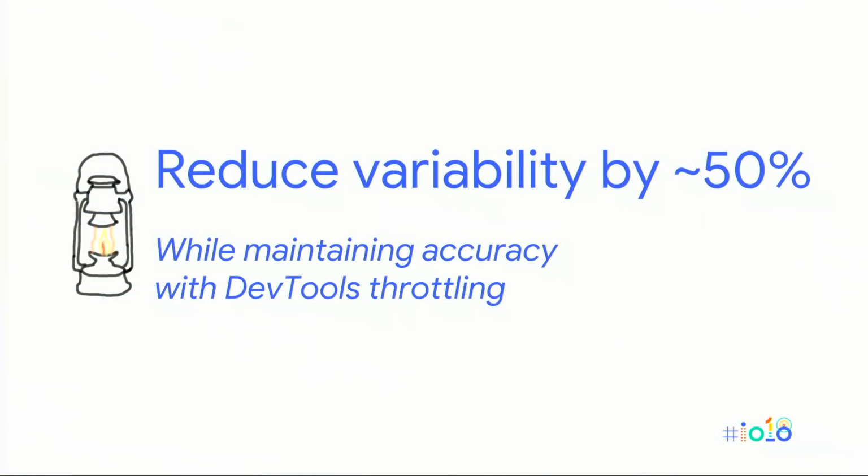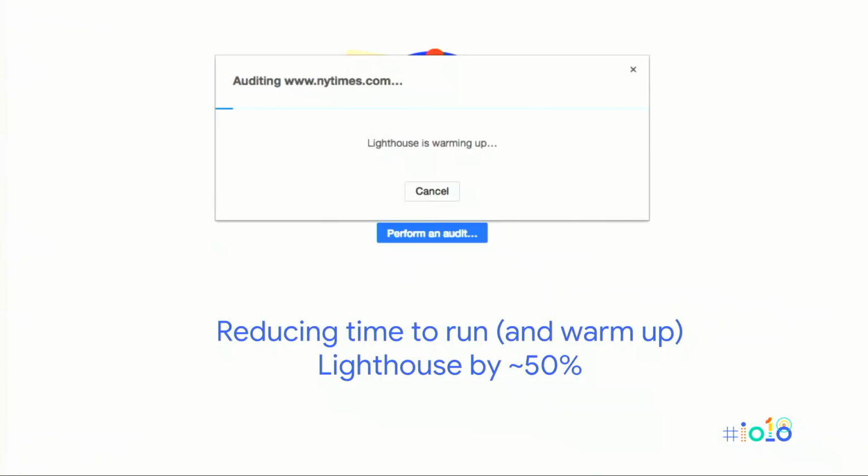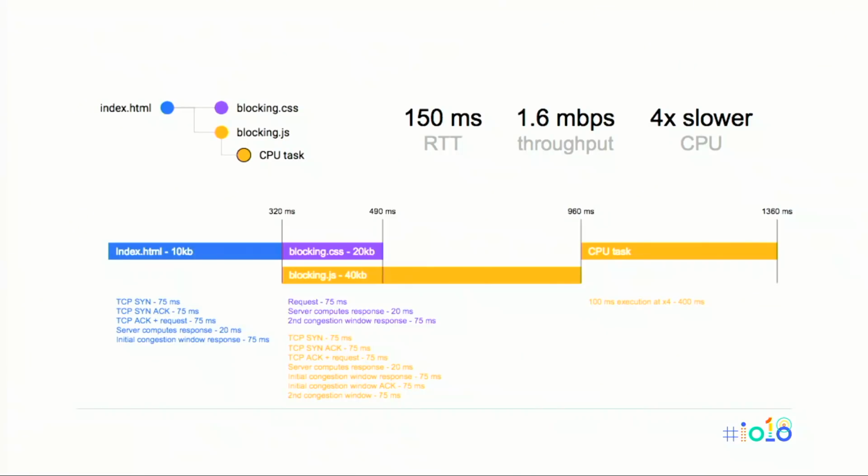And using this approach, we've been able to see a 50% reduction in the amount of variability in the Lighthouse performance score while maintaining accuracy with what you get with traditional DevTools throttling. In addition, as a side bonus, you also reduce the amount of time it takes to run and warm up Lighthouse by 50%, which I know can be annoying for a lot of people. So one question you might be asking is, how does Lantern do this? And I'm going to give you a very high, broad level walkthrough of how Lantern does what it does.